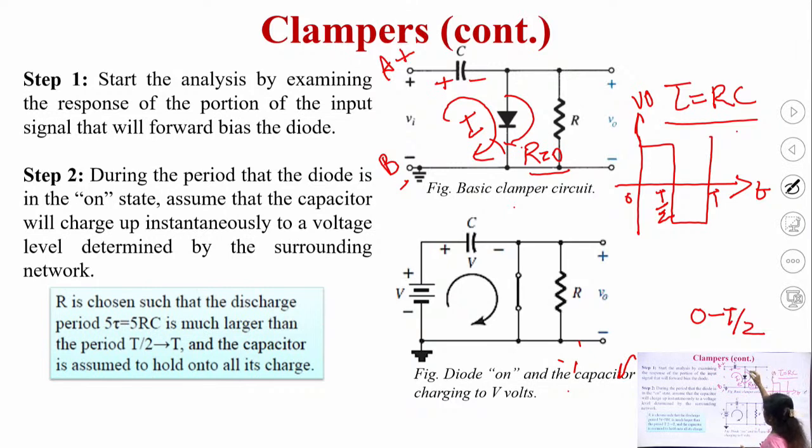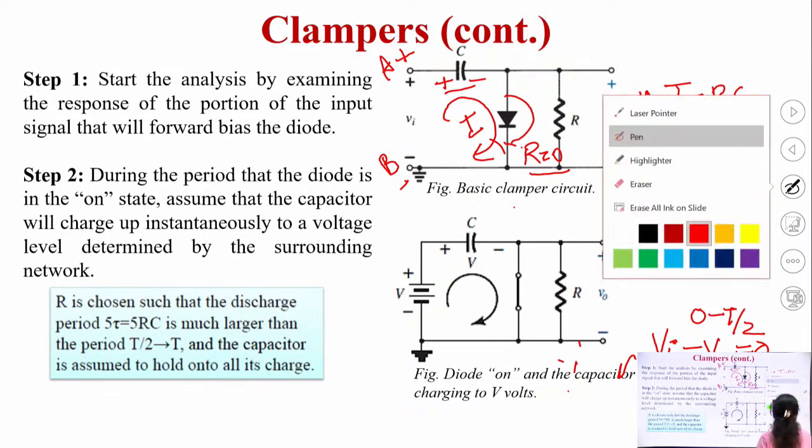Also, if I write the KVL in the first loop, then what will be my KVL? It is VI minus VC is equal to 0, and let us say this VI is the maximum value, that is Vm. So, what will be your value of VC? VC will be equal to Vm, and because this value comes out positive, that means we will retain the sign which we have taken.